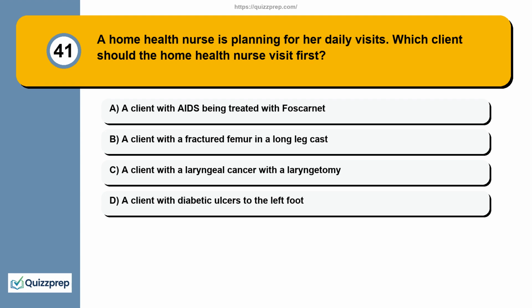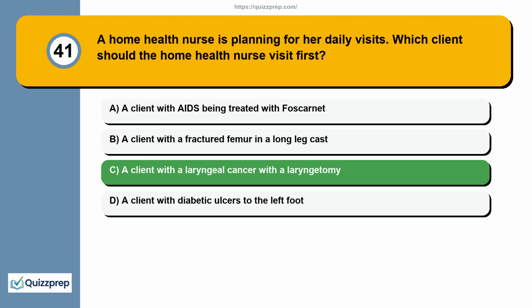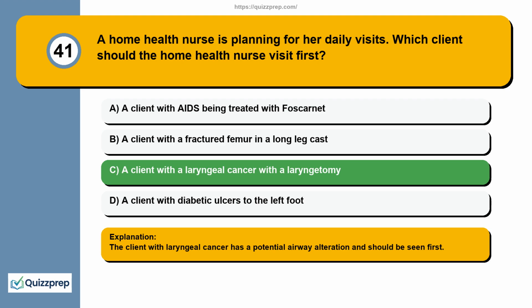Question 41. A home health nurse is planning for her daily visits. Which client should the home health nurse visit first? A client with AIDS being treated with foscarnet, a client with a fractured femur in a long leg cast, a client with laryngeal cancer with a laryngectomy, a client with diabetic ulcers to the left foot. The client with laryngeal cancer has a potential airway alteration and should be seen first.